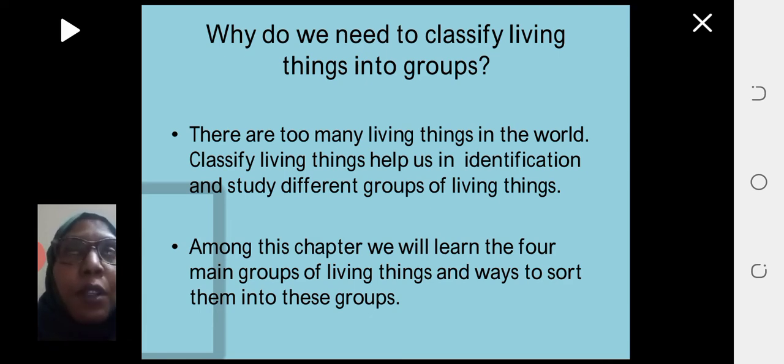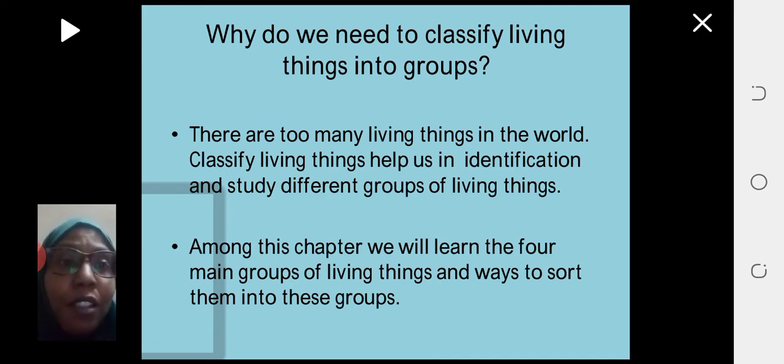For example, as I mentioned before, how can I classify animals? We could suggest just ways: animals with fur, animals with wings, animals that can fly and animals that cannot fly. No, this is not a scientific way to classify living things. The scientific way to classify living things is to put them in different groups according to their features.